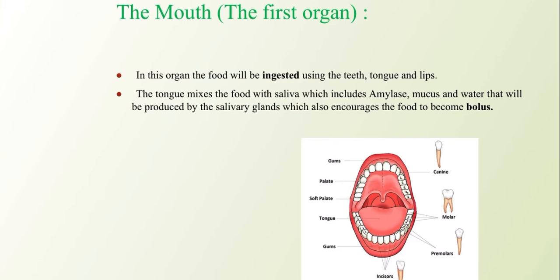The tongue mixes the food with saliva, don't forget this, which includes amylase, mucus, and water that will be produced by the salivary glands, which also encourages the food to become bolus. This amylase, as you know, is a type of enzyme that converts the starch into maltose, and also this mucus will encourage the food to become soft, so it can pass through different types of tissues, different types of organs much easier and much more quickly.